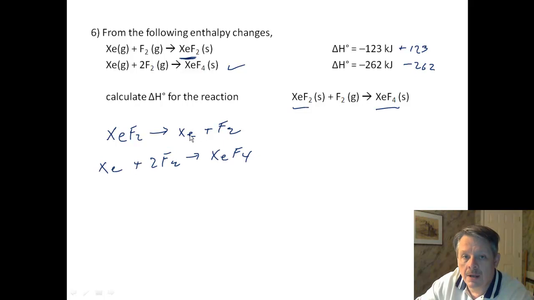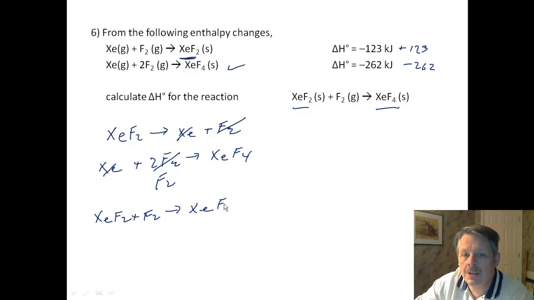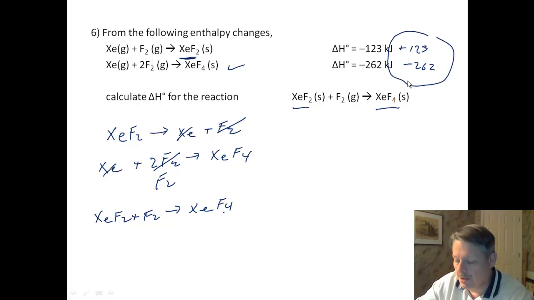I've got an Xe on the left and Xe on the right. They cancel. I've got an F2 on the right and 2 F2s on the left, so that just becomes 1 F2. So that becomes XeF2 plus F2 becomes XeF4. And that looks like the right answer, so I have to take these 2 numbers, add them together, and I get a negative 139 kilojoules. So that's good.